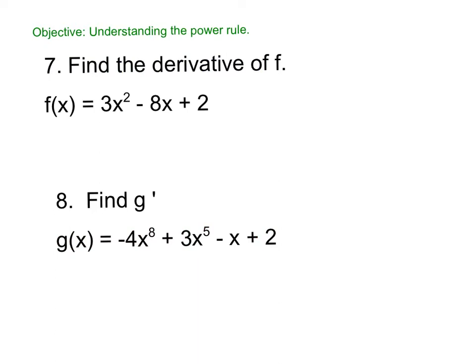All right, so what would be f prime for number 7? Pause, write your answer. So the 2 comes down, 6x minus 8, and then the derivative of 2 is 0. g prime, 8 comes down front. All right, so we got the 8 times the negative 4, so negative 32x, 8 down by 1 gives you a 7. 3 times 5, 15, 5 down by 1 gives us a 4. And then minus the derivative of x is 1.